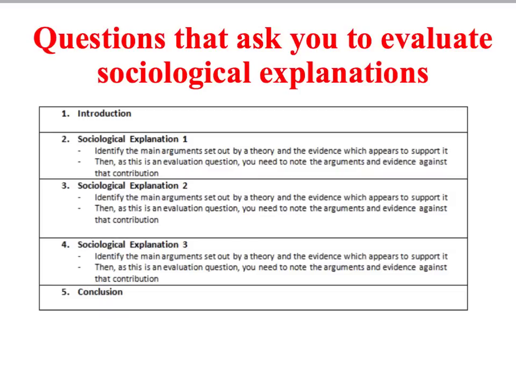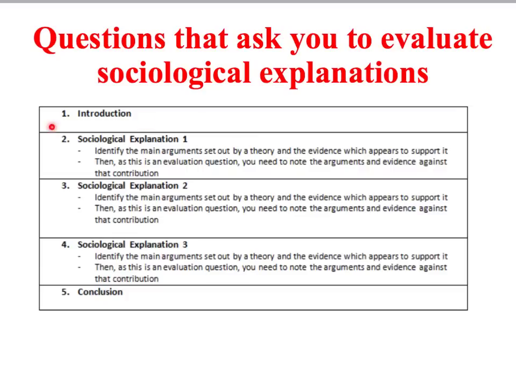The third and final type of 45-mark question that you might get is a question that asks you to evaluate sociological explanations. And this means evaluating not just one theory, but evaluating a range of theoretical explanations. So with this question, this is the kind of structure that I would recommend. So an introduction, and then let's say the question was evaluate sociological explanations of the distribution of power.